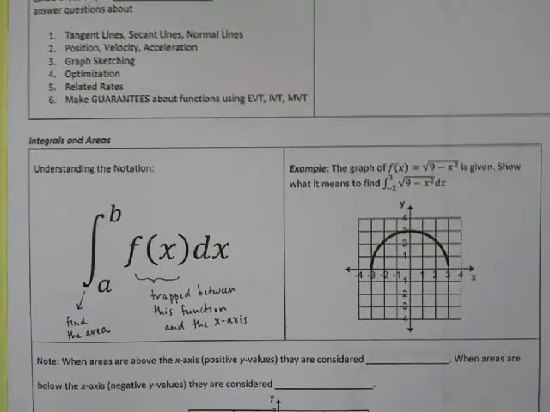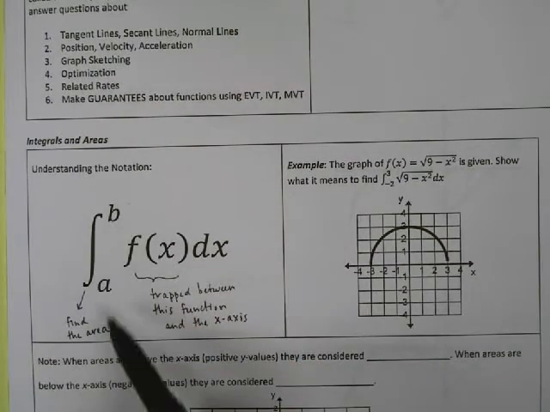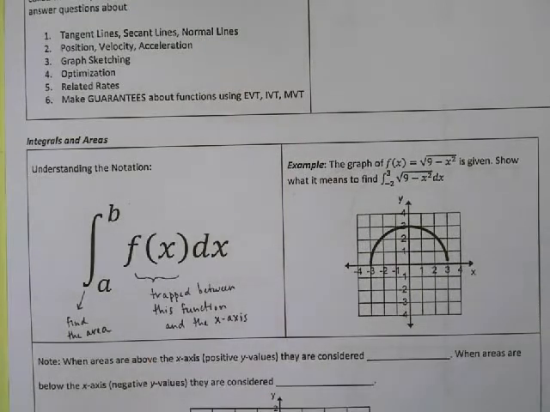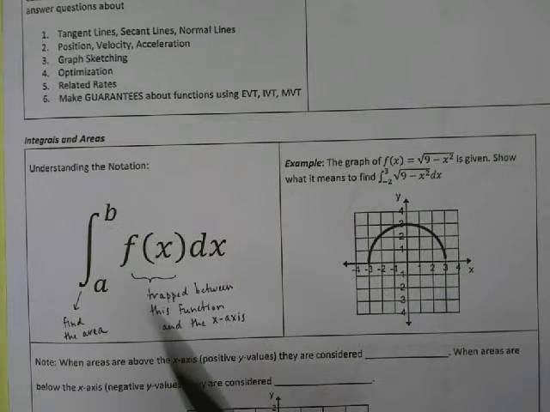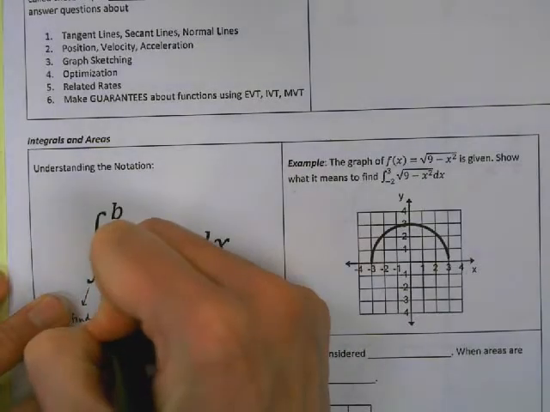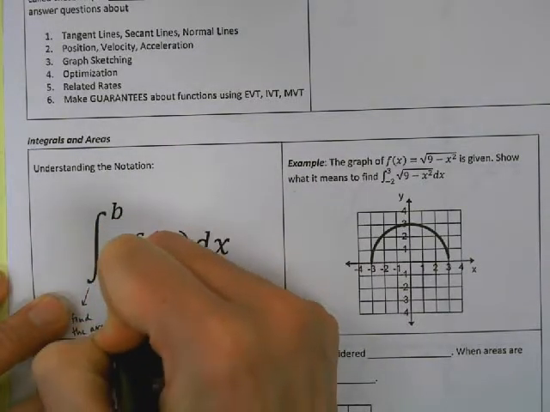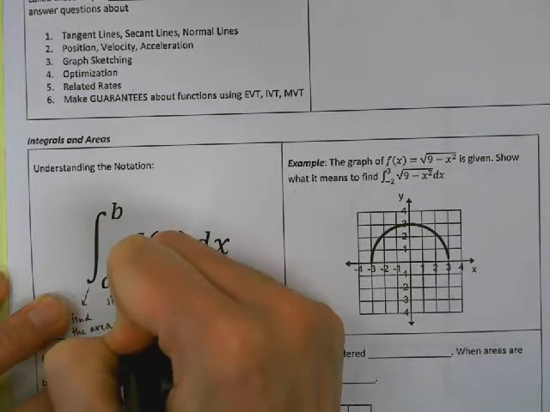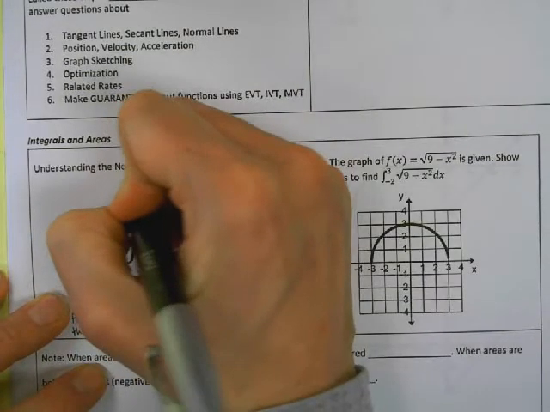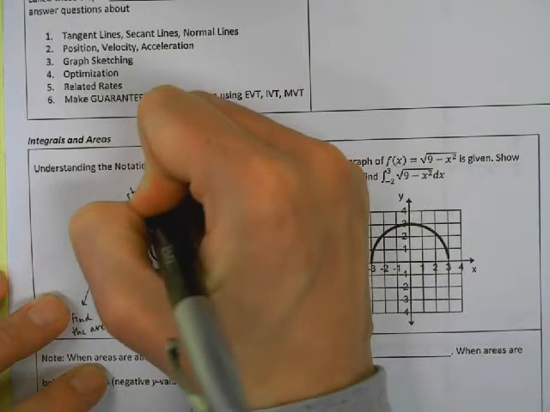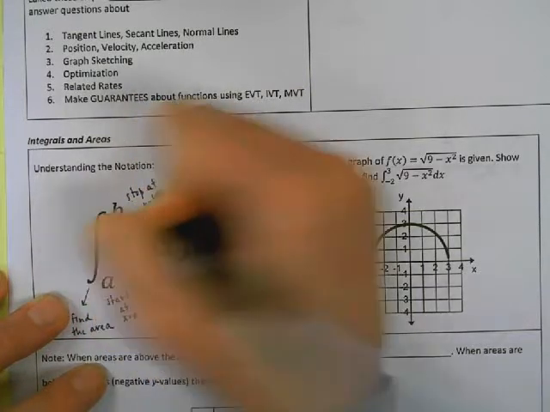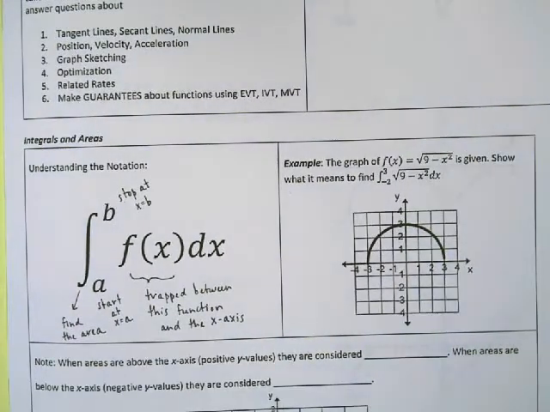Now this a and b tells us where to start and stop. We call those the limits of integration. This is our starting x value and our stop here at x equals b. Again, we call those the limits of integration.